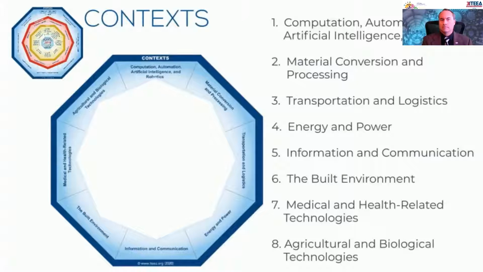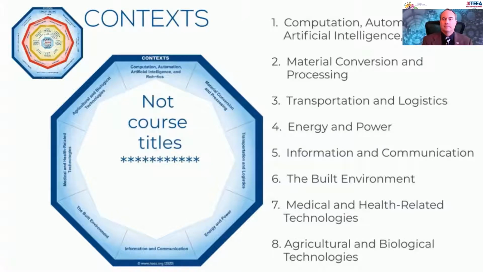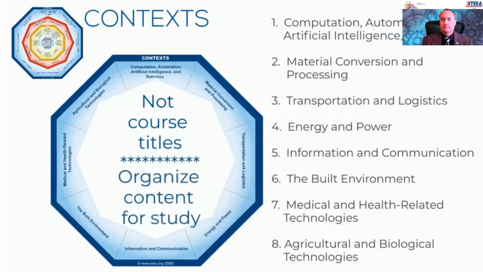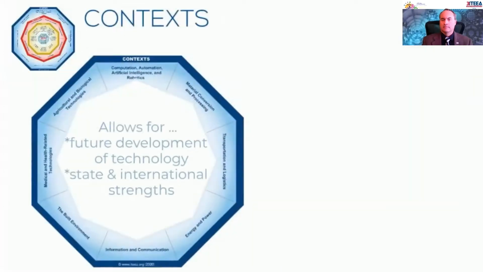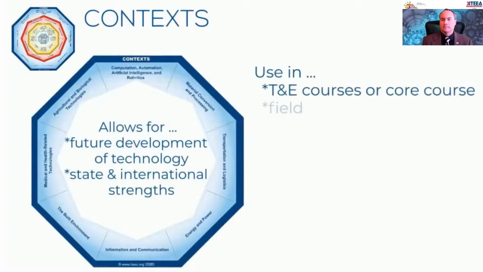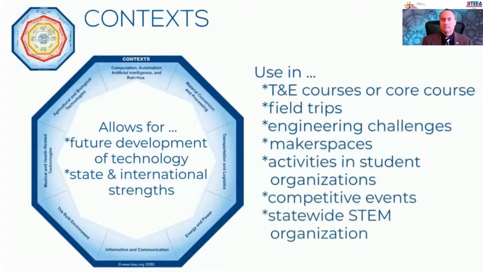Technology and engineering classroom and laboratories vary depending on the state, district, region, province, or country in which programs are located. Therefore, contexts are not course titles. Rather, they group together 8 areas that broadly represent the breadth of technology activity. They can be thought of as areas that organize the content to be studied. The contexts allow for future development of technology. They allow for state and international strengths and are flexible enough to be used in a variety of educational settings.